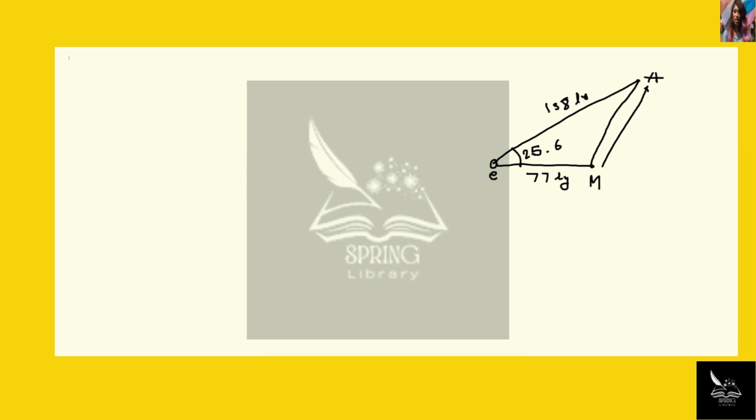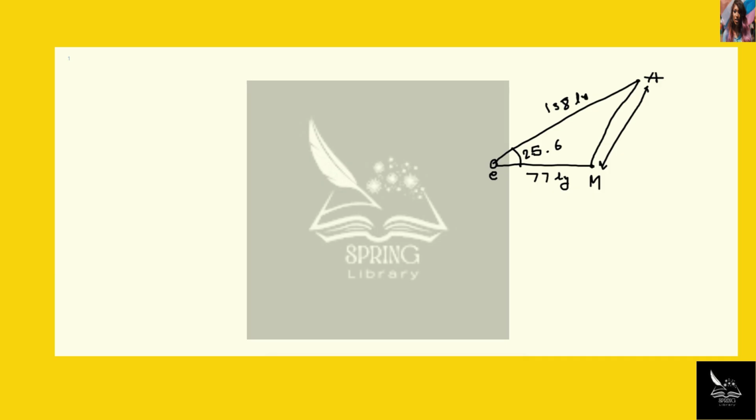Let's say this is Earth. Now Merak, the star, is at a distance of 77 light years from Earth. Let's call this M, which stands for Merak. Let's denote it like that from now on. And we know that the star Alkaid is at a distance of 138 light years, but it is at an angle of 25.6 degrees compared to Merak. This is Alkaid. Now we want to find the distance between Alkaid and Merak, this distance.